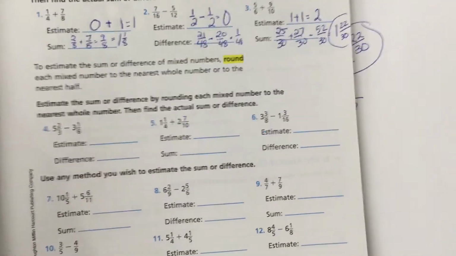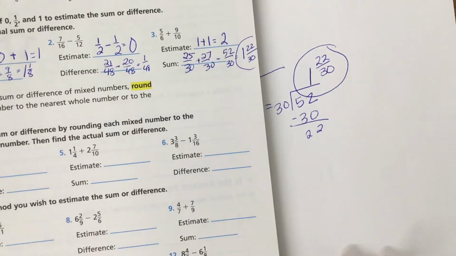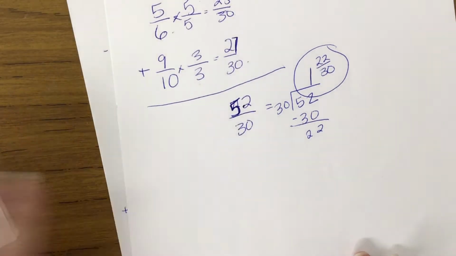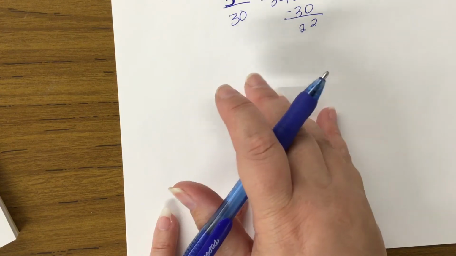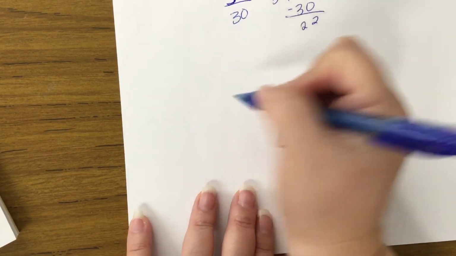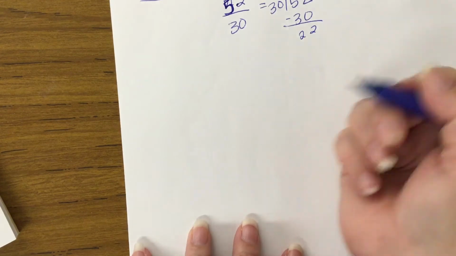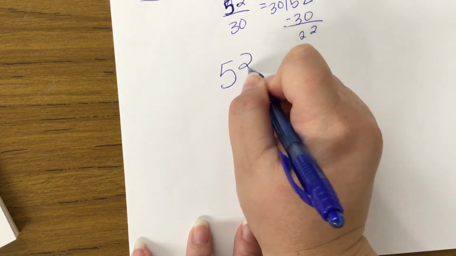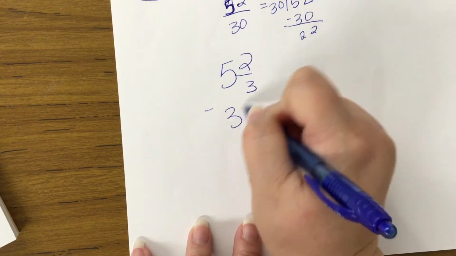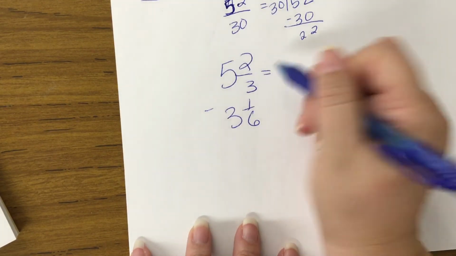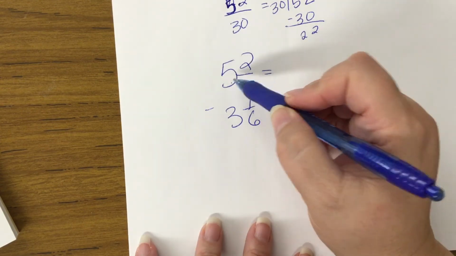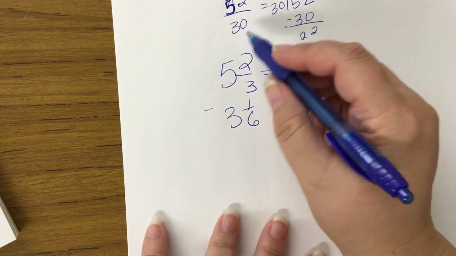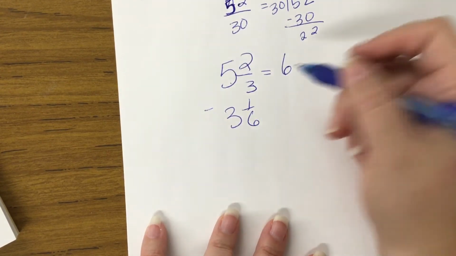Okay, so we're going to do the same thing that we did with that. Instead of going to 0, 1/2, or 1, we're going to round to the nearest whole number. So we've got 5 2/3 minus 3 1/6. Well, 2/3 is more than 1/2, so 5 2/3 rounded to the nearest whole number is 6. So I'm going to round 5 to 6, because you go up.